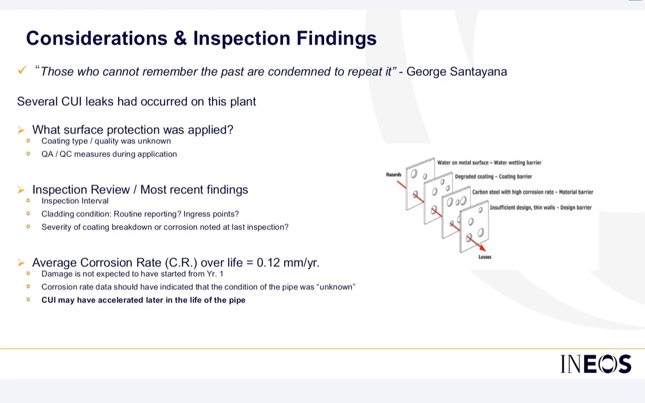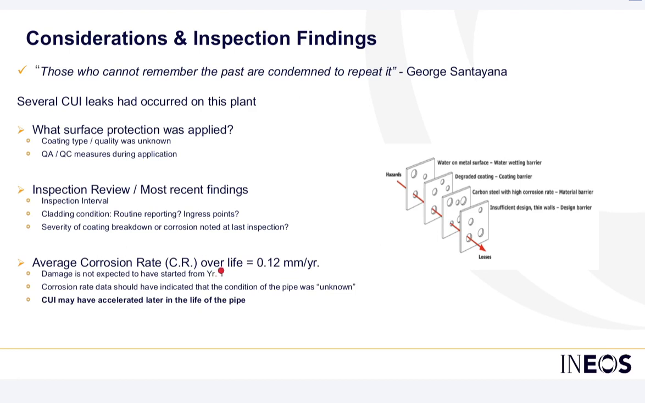Why was this missed? This was missed because there were no lessons learned from previous CUI failures. There was no understanding or deep dive into what surface protection was applied from the very start. And this is the primary barrier for CUI management. There were no robust checks regarding the QC measures put in place when they installed it. And of course, as we know, installation methods for coatings and the coatings themselves have moved on in time since when this was installed.